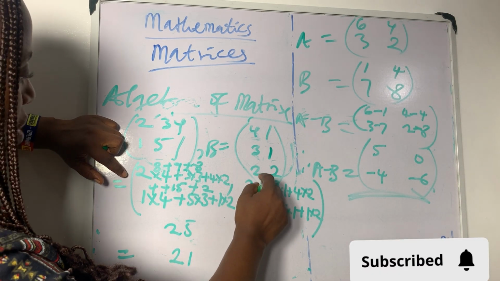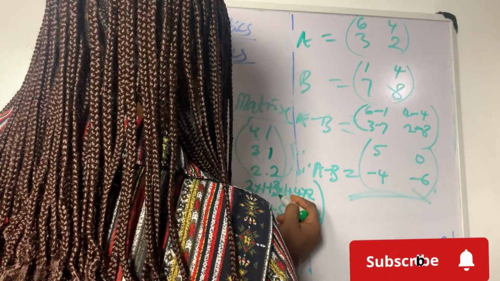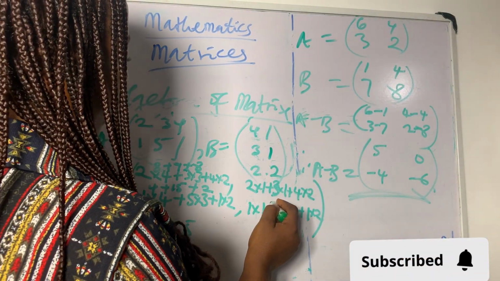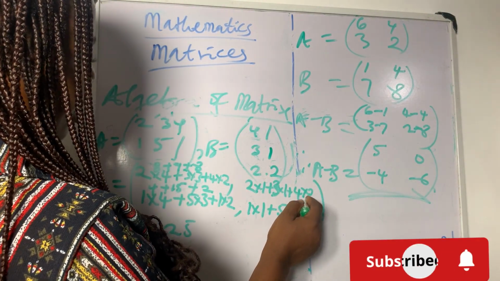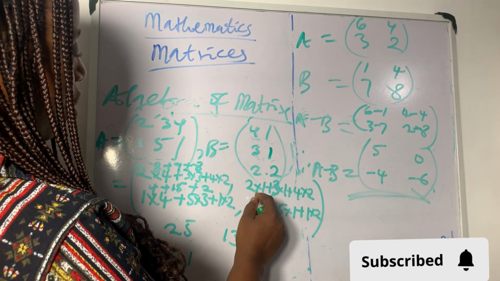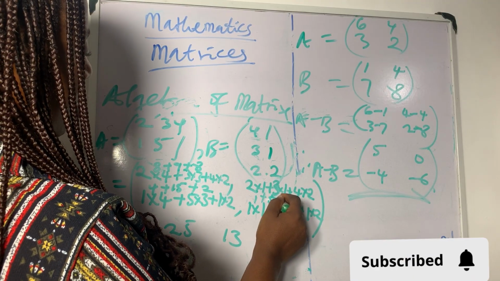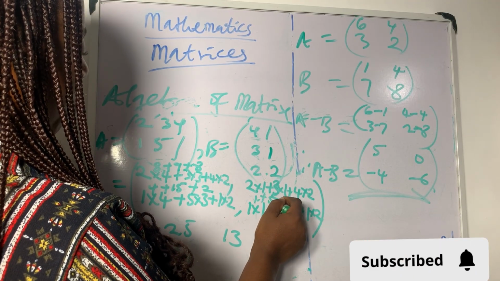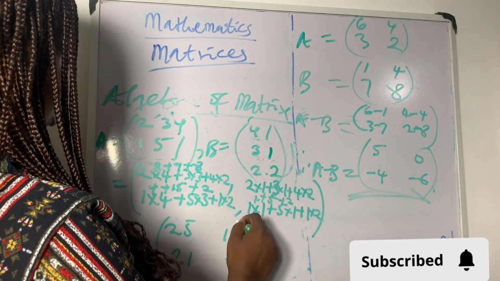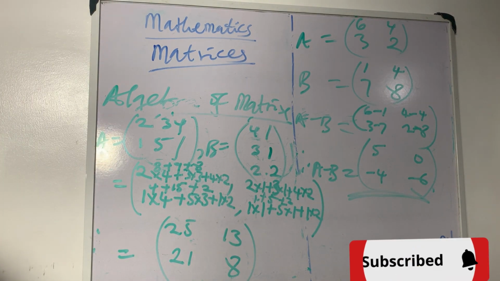The next one, 2 times 1 is 2, plus 3 times 1, which is 3, giving us 5. 4 times 2 is 8. 5 plus 8 is 13. 1 times 1 is 1. 5 times 1 is 5. And 1 times 2 is 2. This is 1 plus 5, giving us 6 plus 2, 8. This is how matrix multiplication is done.